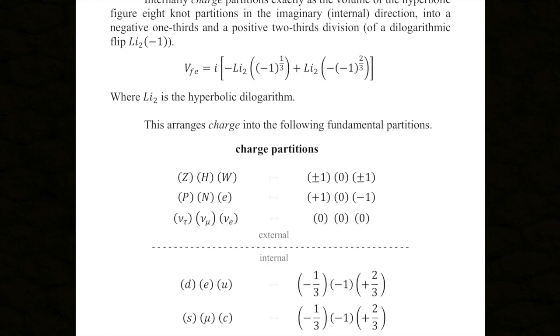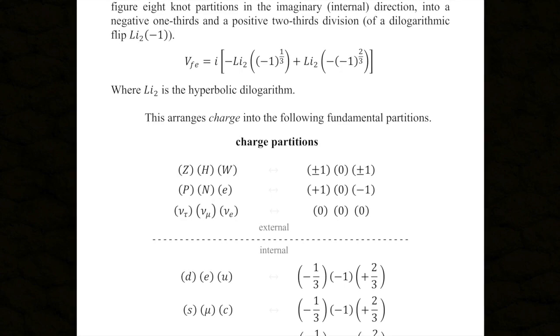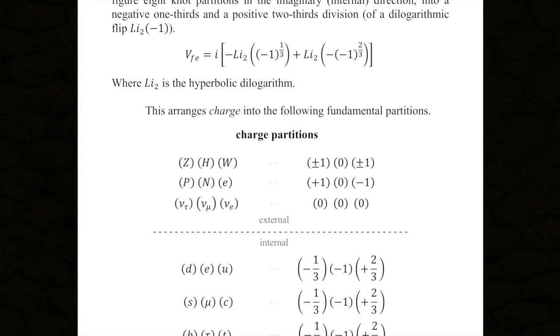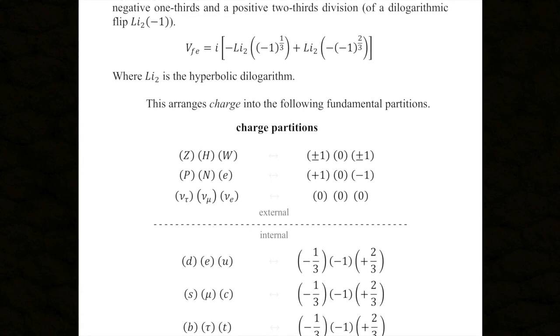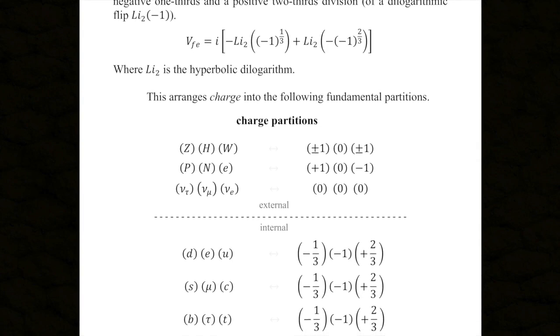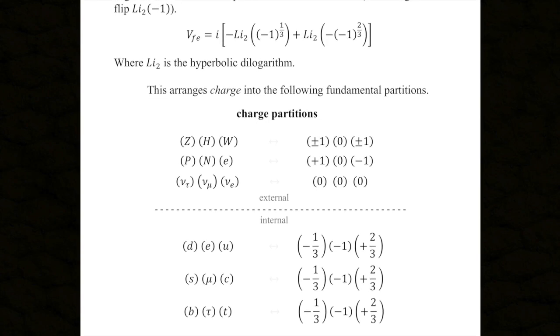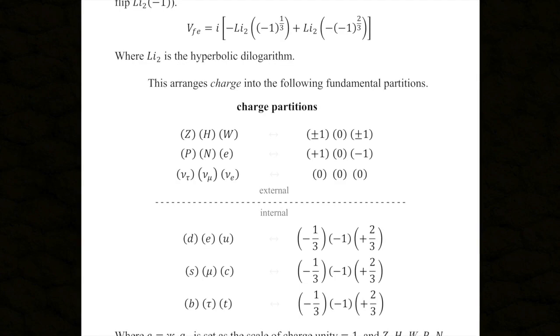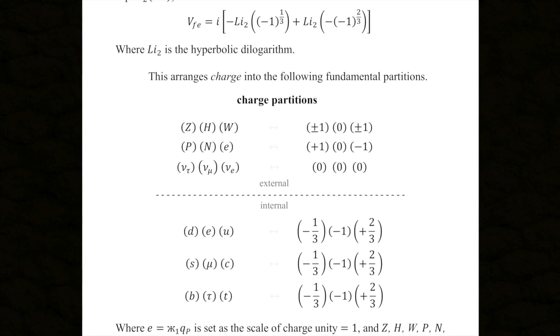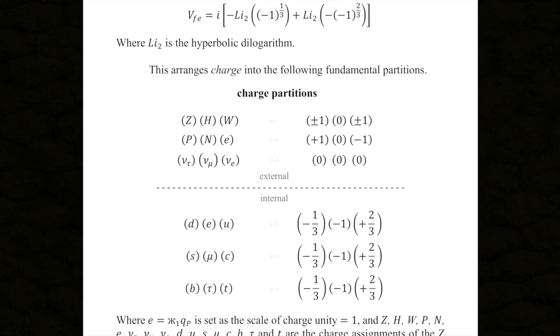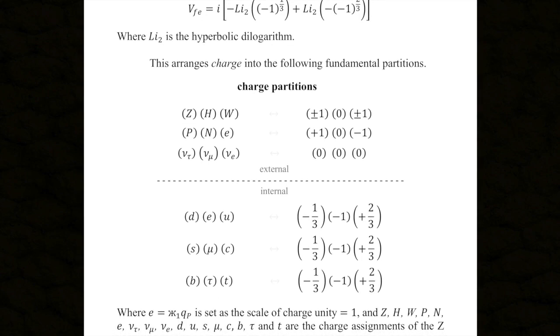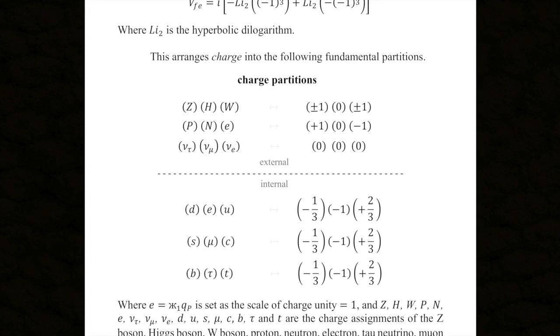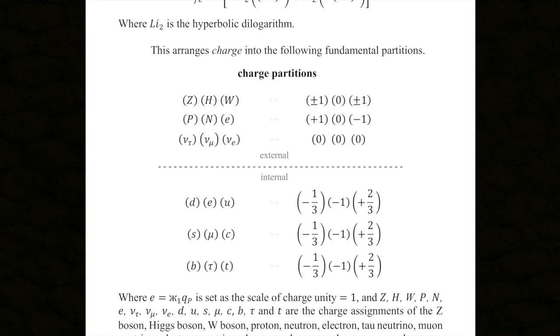So it's a 1/3 part of what? Of a dilogarithmic flip. The flip is the -1 sign in the argument. And this is all in the imaginary or internal direction. This means we have charge arranged very specifically. The external charge boundary is arranged into one specific form.